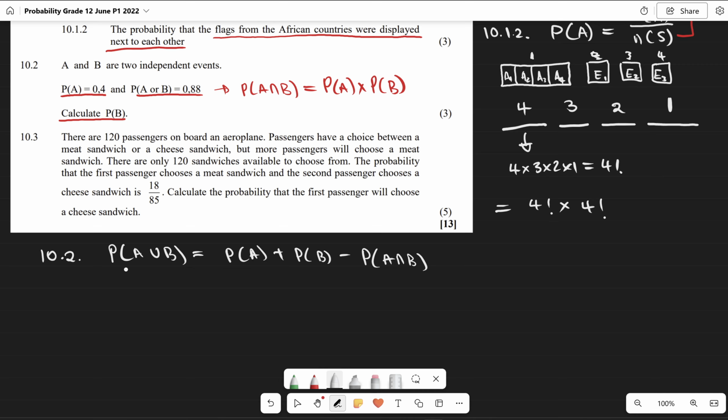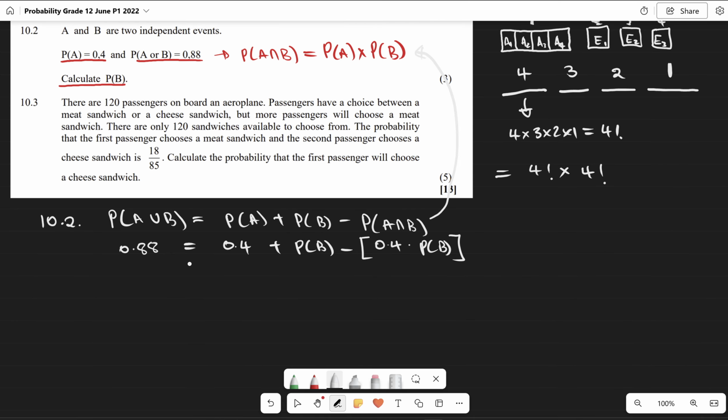So the A or B is 0.88. Probability of A is 0.4 plus the probability of B, that is what we are looking for, minus probability of A and B. We know that A and B is equal to probability of A times probability of B, and probability of A is 0.4. So we have 0.4 times probability of B. Our only unknown is the probability of B, so we can just solve for it.